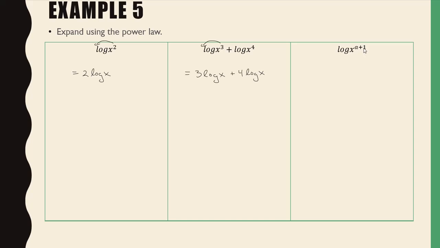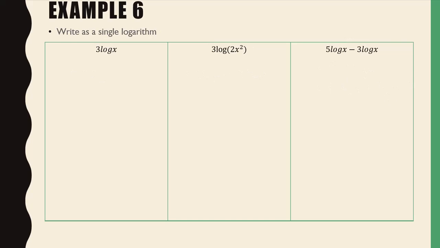Finally, this one could be a little bit trickier. There is a bracket here. So when you bring it to be the coefficient, you're going to want to make sure it's a plus 1 log x. Now you could expand that further, and it would be log x plus log x, and that's using the distributive property.